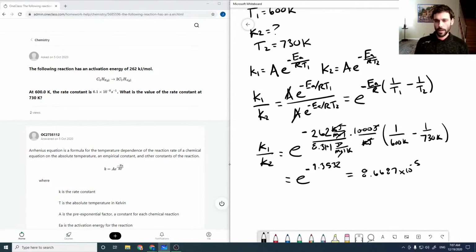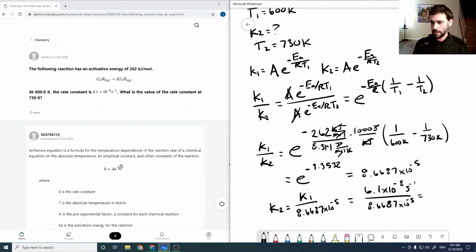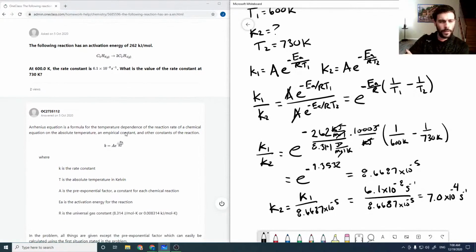Okay, so then rearranging for k2, k2 is k1 over 8.6687 times 10 to the minus 5, which equals this 6.1 times 10 to the minus 8 per second over this factor, which comes out to be, rounding to two significant figures, because that's all we were given in the k1, 7.0 times 10 to the minus 4 per second. Okay, so there's our k2 from the Arrhenius equation. So that's our rate constant at 730 Kelvin.